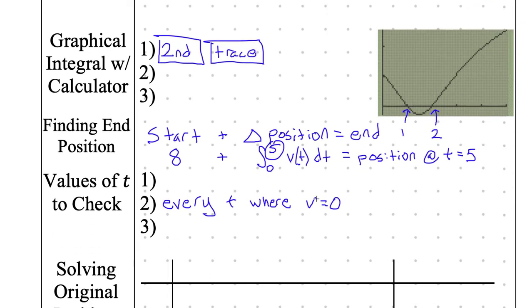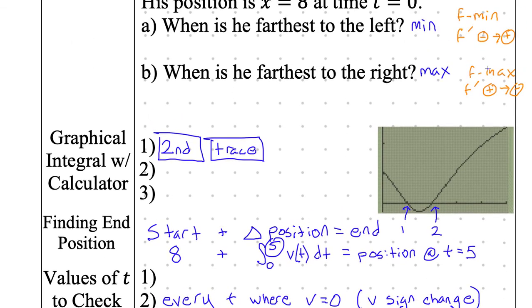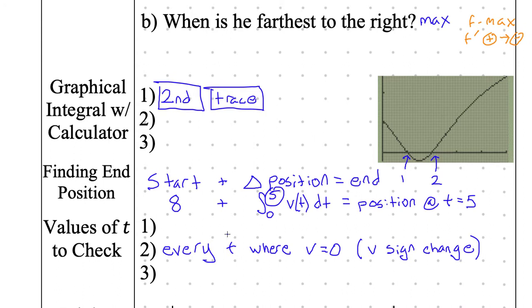So that's why I say every t where v is equal to 0, this is the way to find it, a brute force attack. Specifically, not just where v is equal to 0, but you're looking for a sign change, right? A v sign change. Where it goes through your t-axis. That's the definition of what? An f sign change. What is the broad term for f max and f minimum? Relative extremum, exactly. So what we're checking in step 2 here is relative extremum. You can add that to your notes if you want.